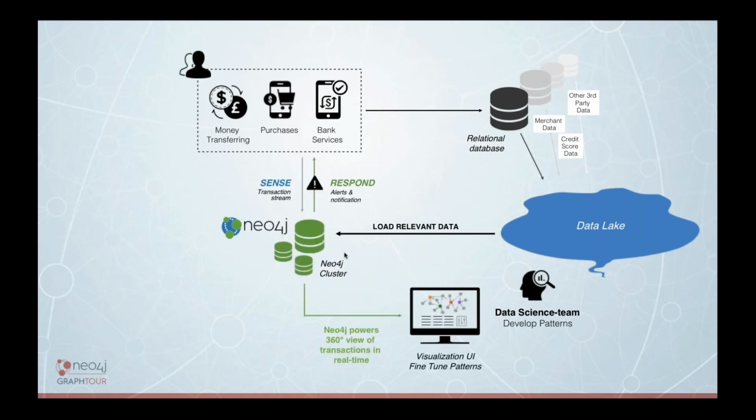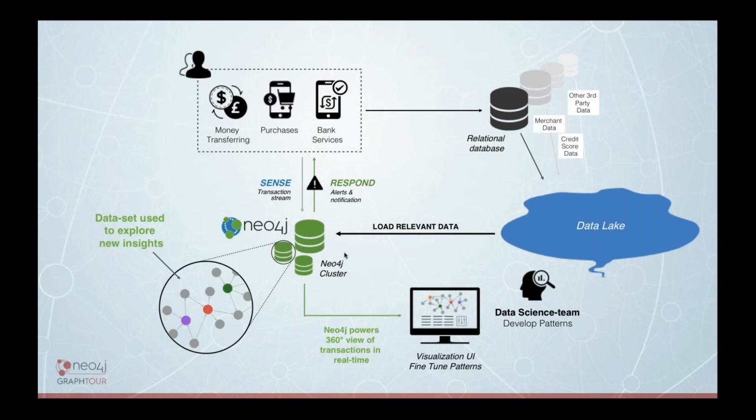But what if you then load the relevant data into Neo4j? With that, you can provide a 360-degree view of the data in real time. With appropriate visualization, you give your data scientists the ability to access the data in real time. Existing transactional systems will be connected in a way that the transaction stream is loaded to make sense of transactions in conjunction with the existing connected data, and you can respond in real time with alerts and notifications. The resulting graph data set can then be used to explore new insights and to find and detect patterns.